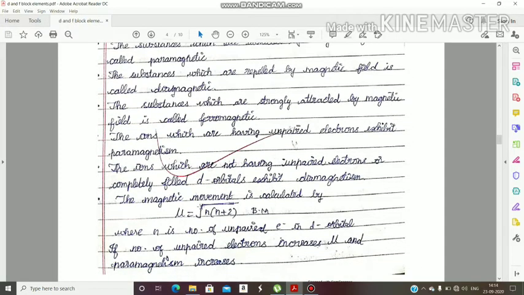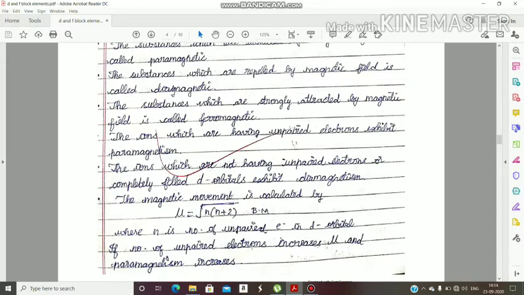Here the magnetic moment, not movement, the magnetic moment, represented by mu, is calculated by this formula: mu equals root of n into n plus 2 BM. BM means Bohr magnetons. These are the units of magnetic moment. So this is the formula to calculate the magnetic moment of a given ion, where n is the number of unpaired electrons in the d orbital.